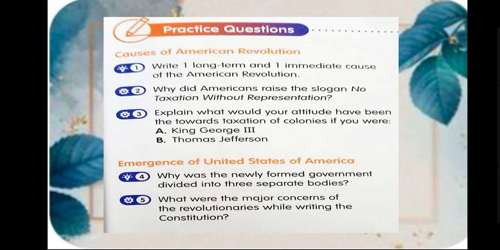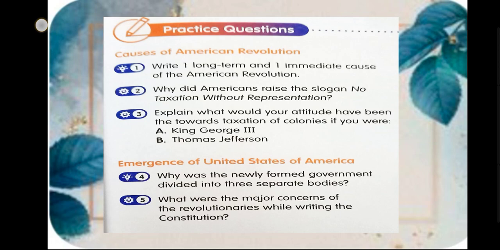Now come to the practice question. So these are the practice questions and you need to write down these answers. First question, write one long term and immediate cause of American Revolution. In long term cause, you can write during the 7 Year Wars, the British had treated the American colonists as allies. However, from the 1760s onwards, the British started treating these colonies as subordinates, whose main purpose was to provide resources to the British Crown.